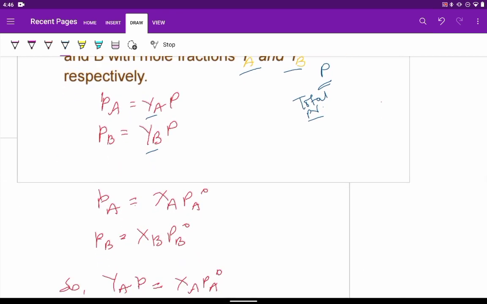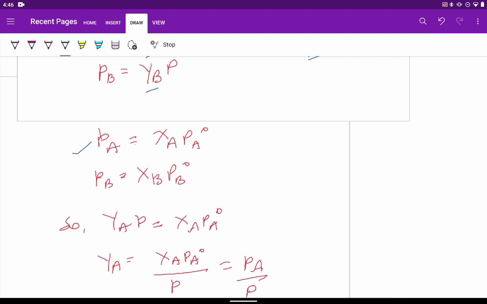But earlier we have seen, when we were doing Raoult's law, that Pa is also equal to Xa into Pa naught. Similarly, Pb is equal to Xb into Pb naught. So we can equate these two. This Pa and this Pa can be equated. So we get Ya into P, which pertains to the vapors, Ya being the mole fraction of vapor A.